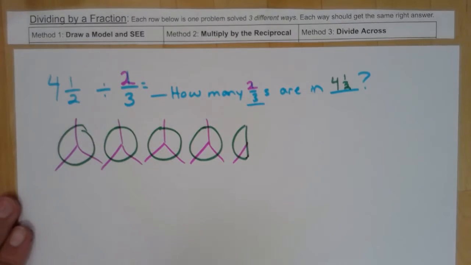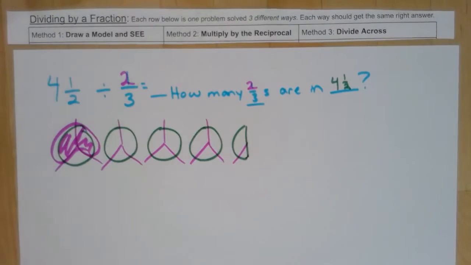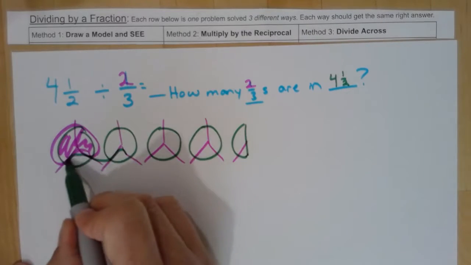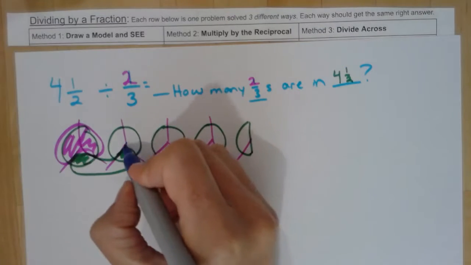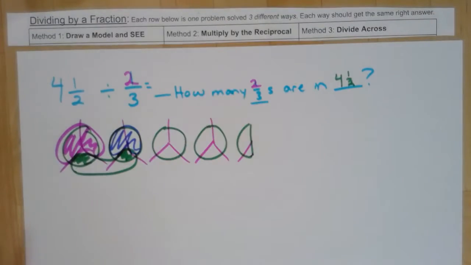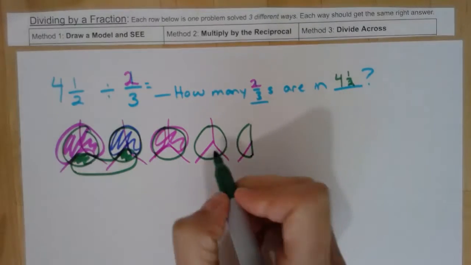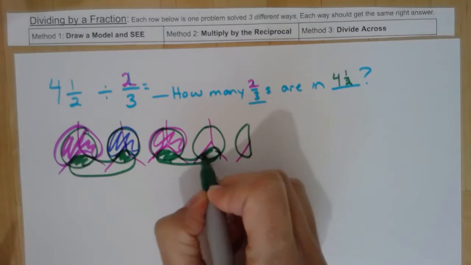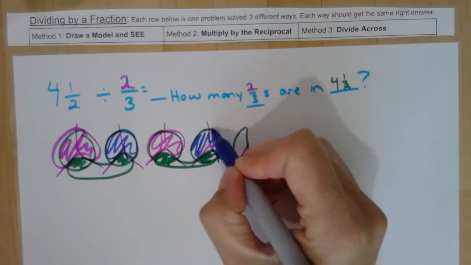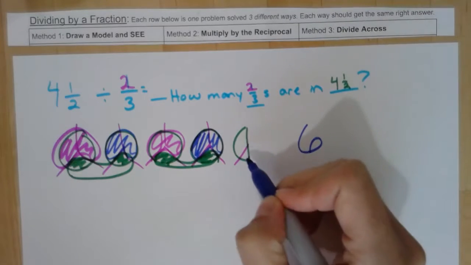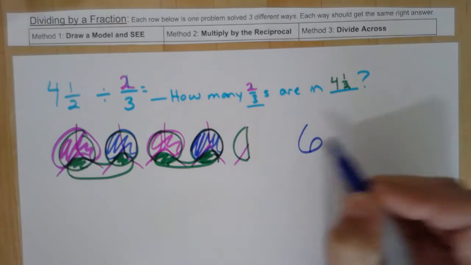Alright, so let's circle our groups of 2/3. Here's one group of 2/3. I'm going to color it. Here's a second group of 2/3 in green. Here's a third group. A fourth group. Fifth group. A sixth group right here. So my answer is going to be 6 and something, but I don't have 2/3 here. I have 1/3 and half of a third.